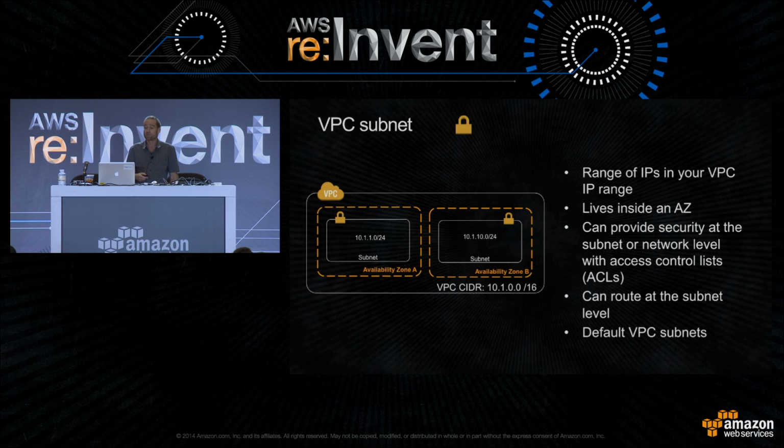A subnet is a range of IPs in your VPC. And you can divide up your overall VPC into multiple subnets for different uses and purposes. We're going to talk more about what those different uses and purposes are. A subnet lives inside of an availability zone. You can provide security at the subnet level with ACLs. We're going to talk about ACLs more and what ACLs should be used for versus security groups. Also, each subnet can be routed differently as well. So you can pick how you route a subnet, which gateways you specify as allowing egress from, and so on.